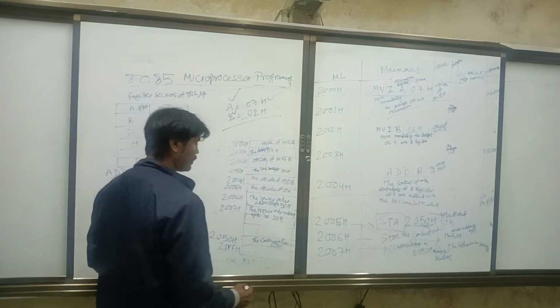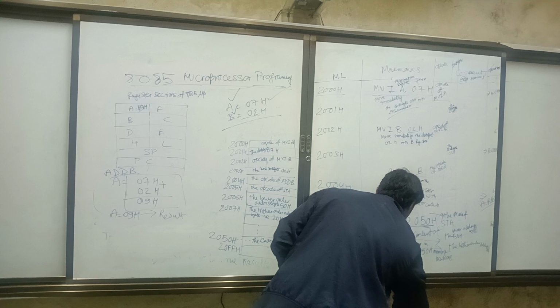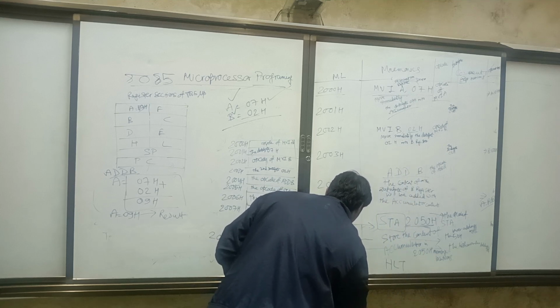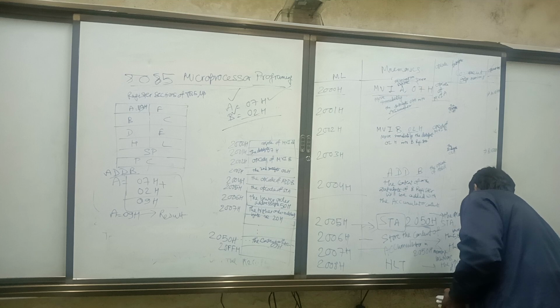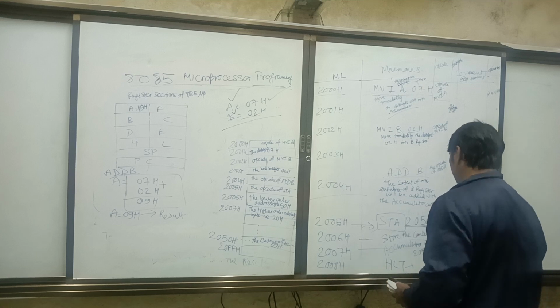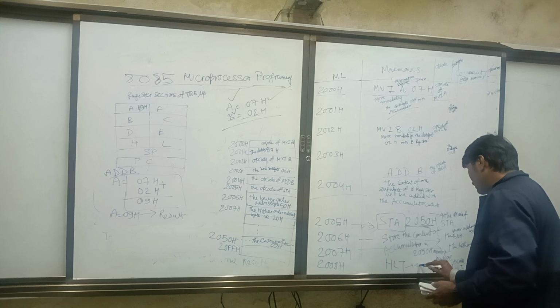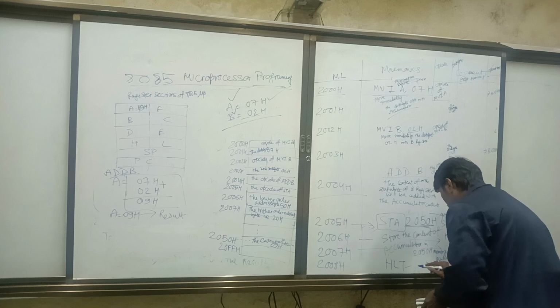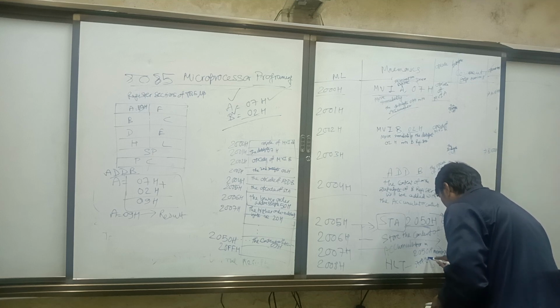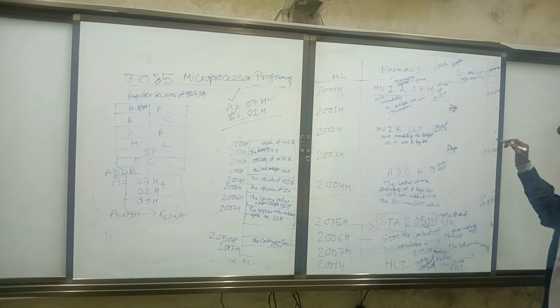Now we have to stop the program, and for this we write HLT, halt. That is again a 1-byte instruction, so halt means only the opcode of HLT. The operation is to terminate, stop the execution of the program. This is the end of this program.